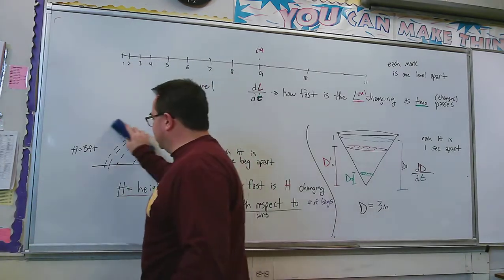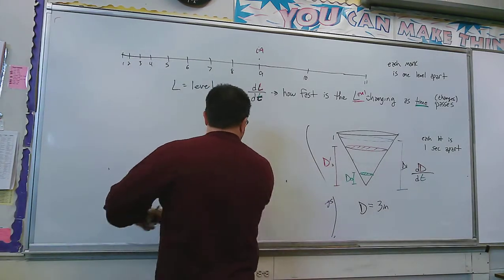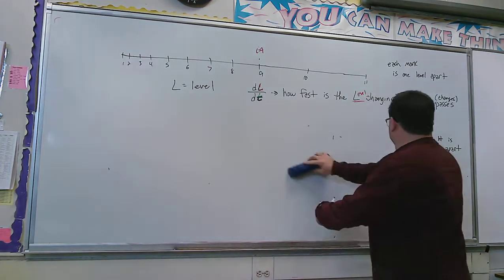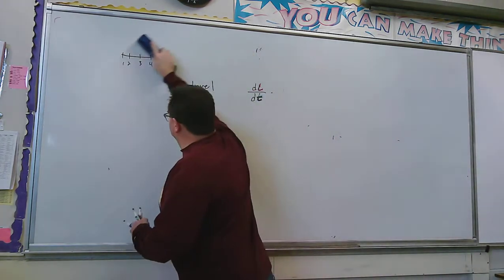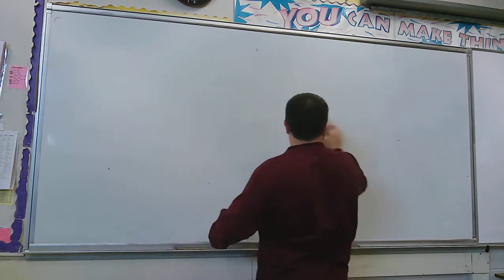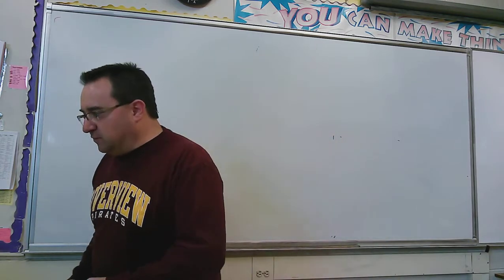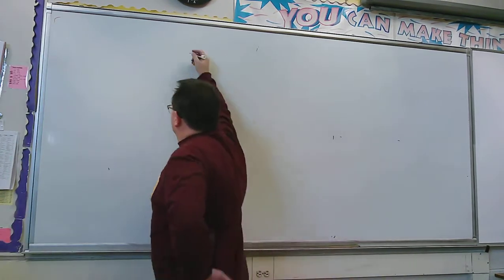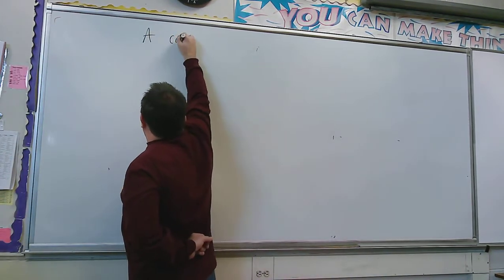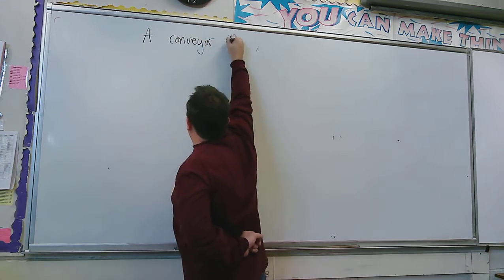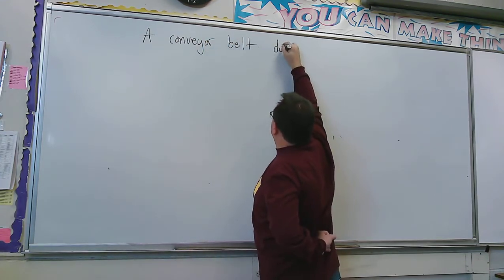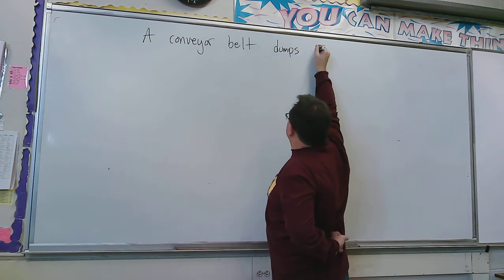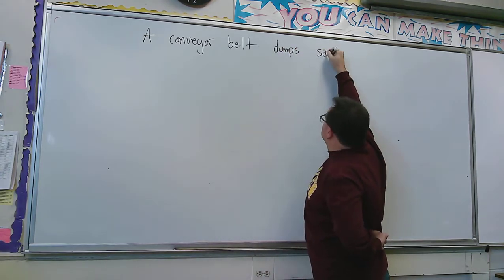So I'm going to just set up the next problem, and then in video 3, we're going to solve our first problem. But this just takes a lot of work. So where are we at? We're at 7 minutes. So a conveyor belt dumps dirt or sand on the ground.